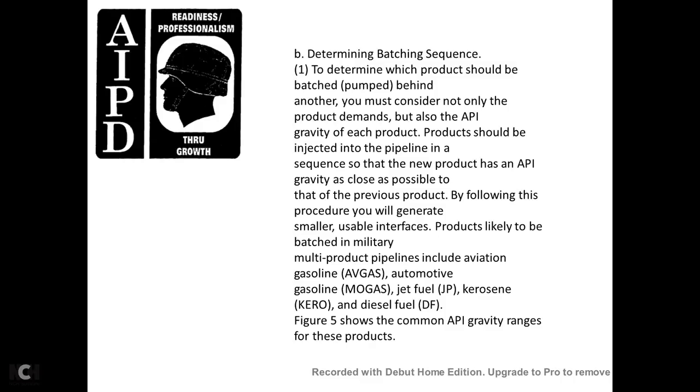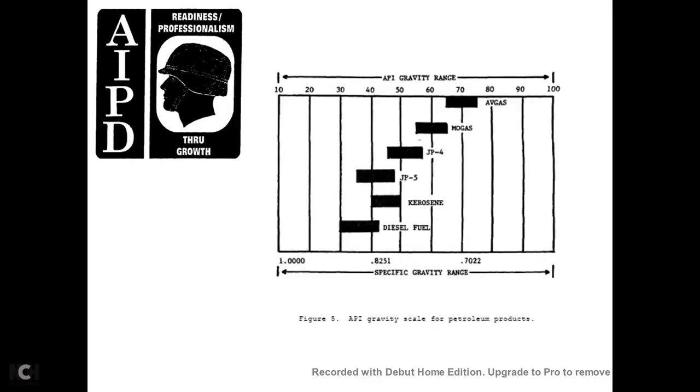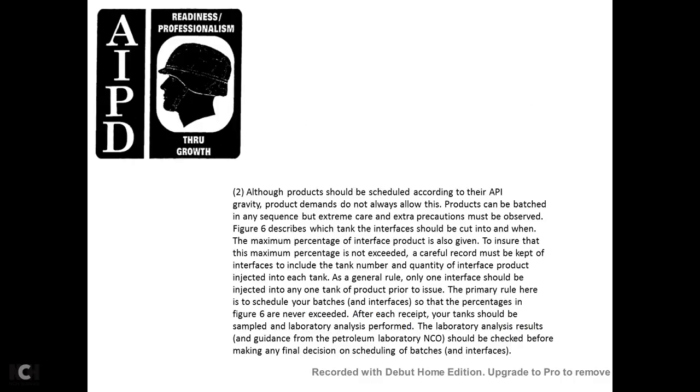Products are likely to be batched in the military. Multiple product pipelines include aviation gas, automotive gas, jet fuel, kerosene, and diesel fuel. Figure 5 shows the common appropriate API gravity ranges for these products, the API gravity scale for petroleum products. Although the products should be scheduled according to API gravity, product demands do not always allow this. Products can be batched out of sequence, but extreme care and precaution must be observed.